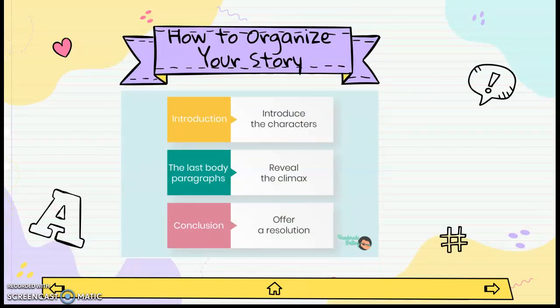This is a really good visual on how to organize your story. So you can see it's broken up into the introduction, the body paragraphs, and the conclusion.